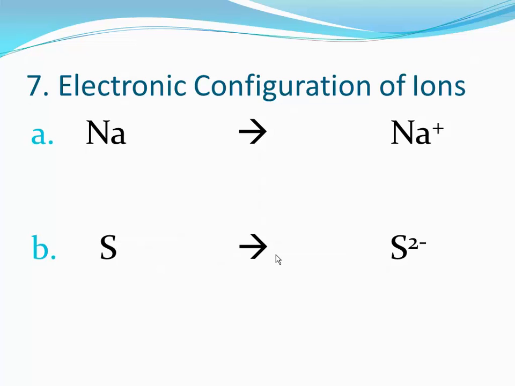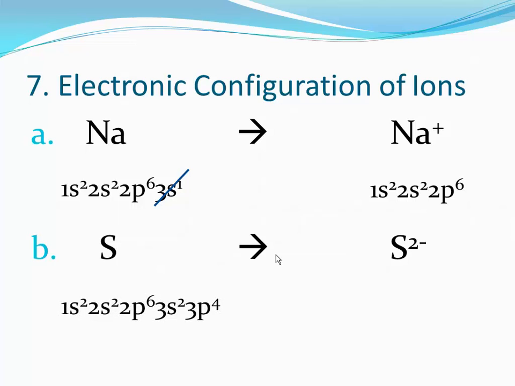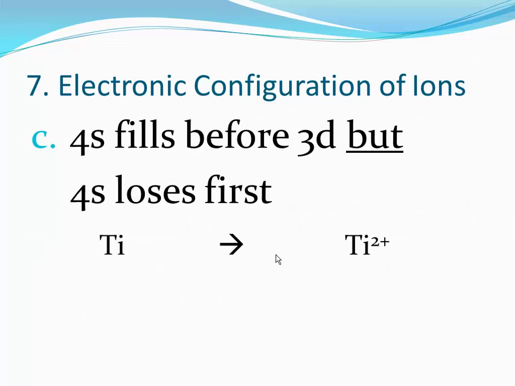Alright, lastly is the configuration of ions. Pretty simple, you're either going to add electrons or take away electrons. So for sodium, the original is 1s2, 2s2, 2p6, and a 3s1. If you take away an electron, you get rid of the 3s, and you're just left with the 1s2, 2s2, and a 2p6. Sulfur, on the other hand, gains 2 electrons. So instead of a 3p4, it becomes 3p6.